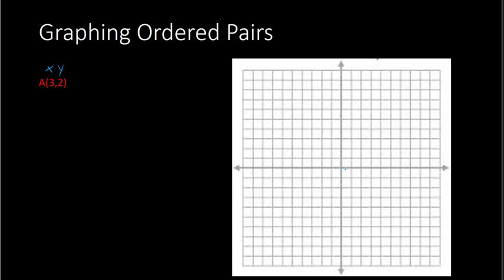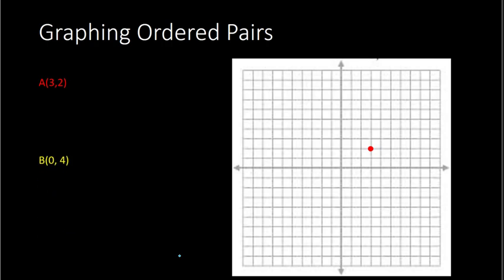So I go over 3 in the x direction to the right, because right is positive. So I go over 1, 2, 3, that takes me right here. And then I go 2 up, because y is up and down. And 2 is positive, so I go up 2, which is positive. So my point would be right here, over to the right 3, and then up 2. So that is point A.